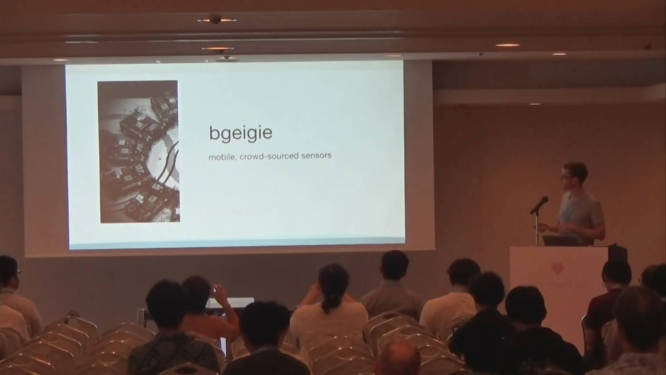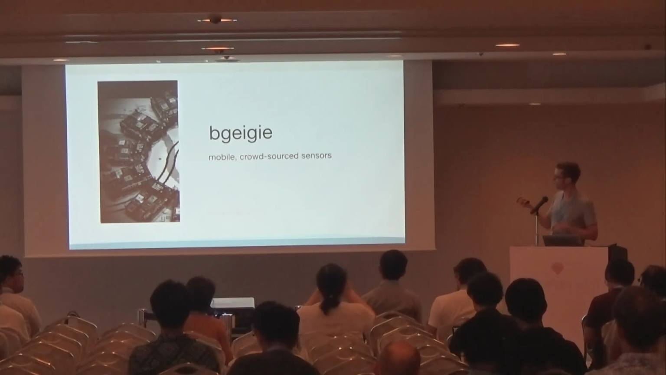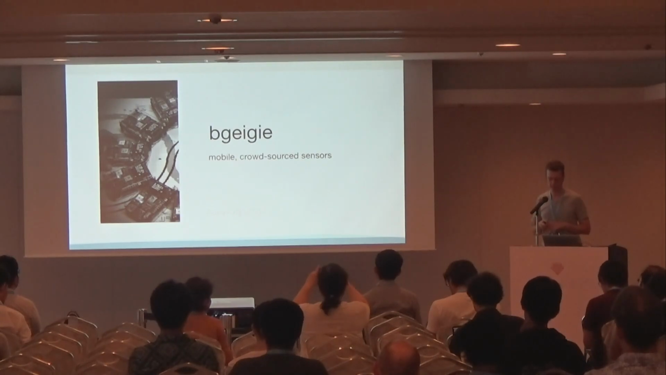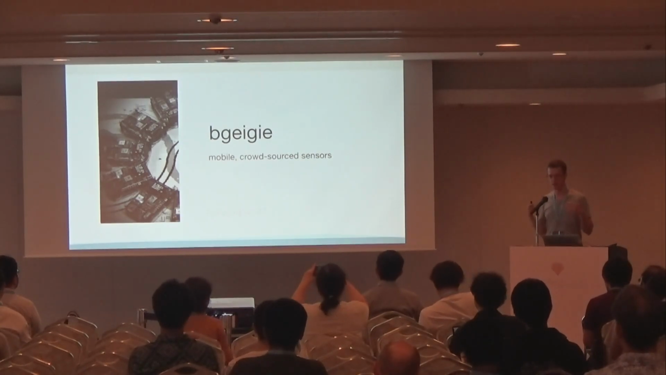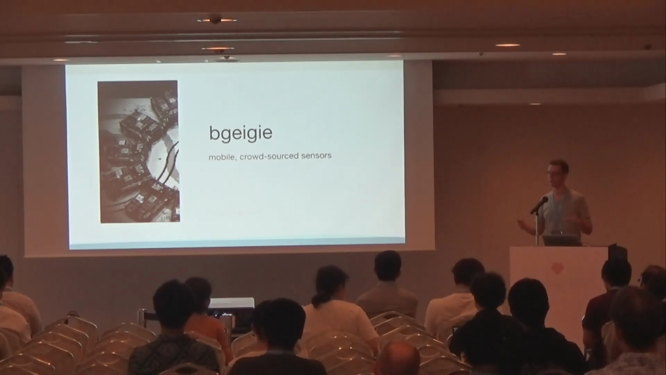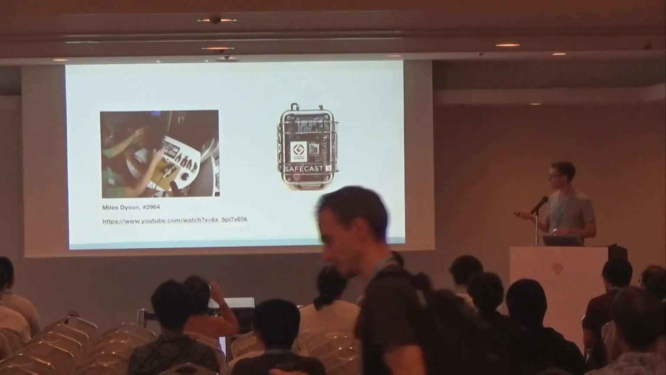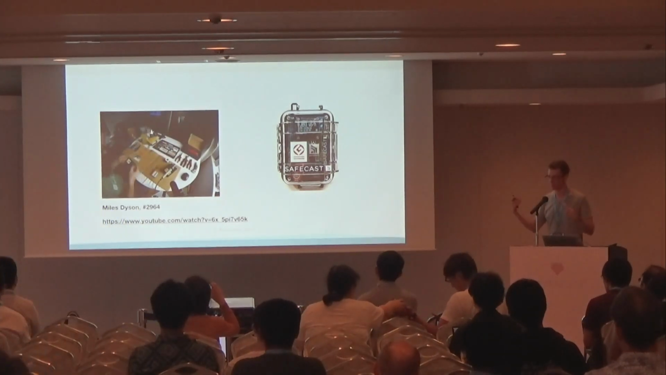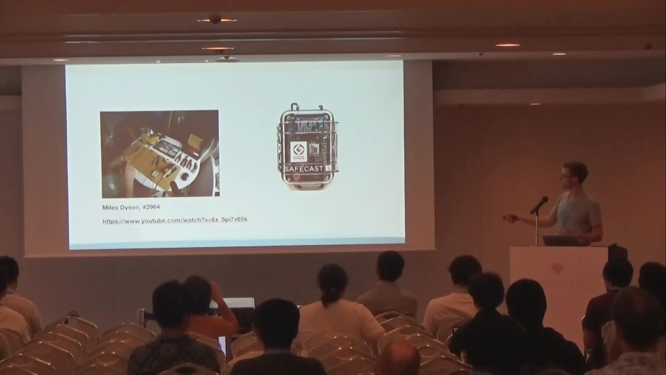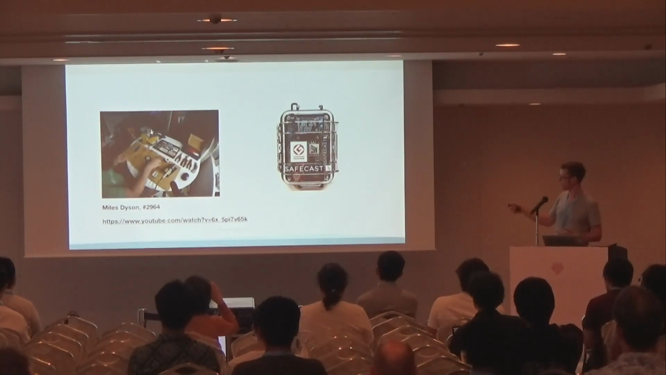So this is the RubyKaigi Nano. It's a mobile crowdsourced sensor. As I said, they gave away these. They built a few of these initially and gave them away for free. But what they found is that it actually worked a little bit better to have people buy and build their own. And so this is Miles Dyson, who recently built number 2964.